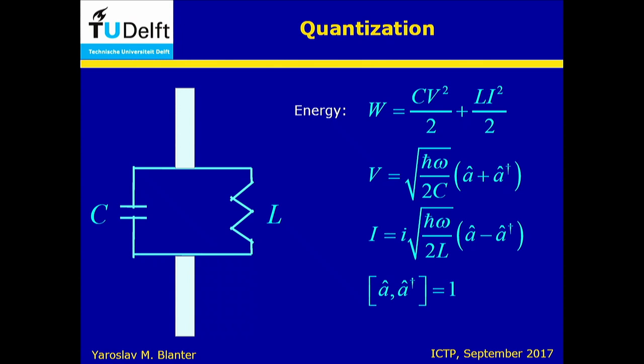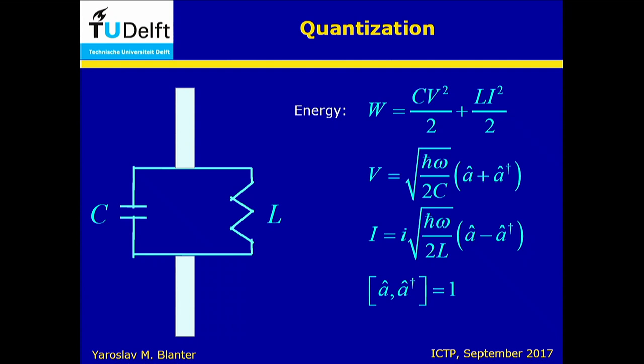You know that somewhere there should be some combination A plus A dagger, and somewhere else should be A minus A dagger. You want both operators to be Hermitian. If they are Hermitian, then this coefficient must be real, and this coefficient must be purely imaginary. Otherwise, you have trouble. And then what is exactly here? Well, you need to derive it, and you derive it from general considerations.